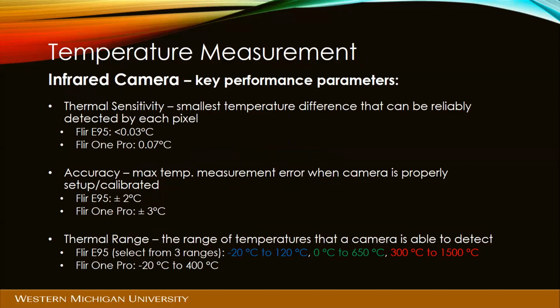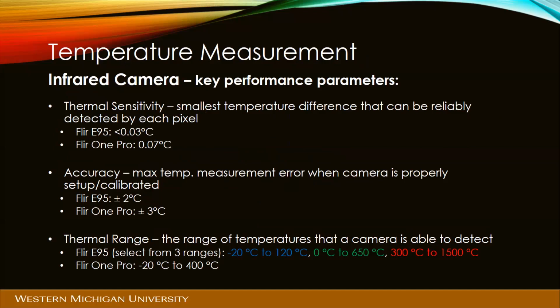0.03 degrees Celsius. Our FLIR One Pros, which is about a $400 camera that plugs into an iPhone or an iPad, or we've got a couple that plug into Android devices, those have a thermal sensitivity of 0.07 degrees Celsius. Still pretty good though, right? Less than a tenth of a degree.